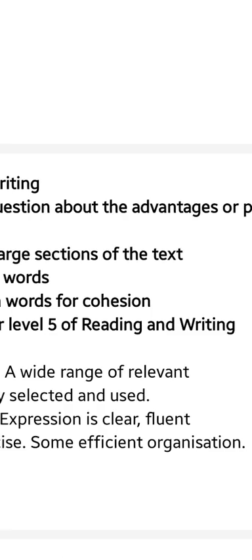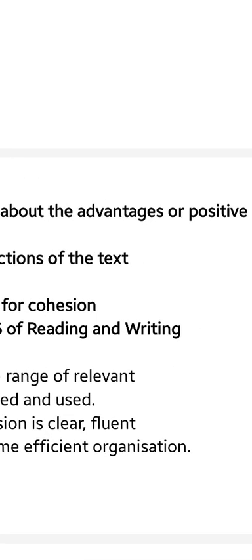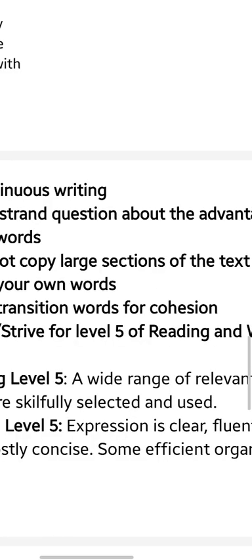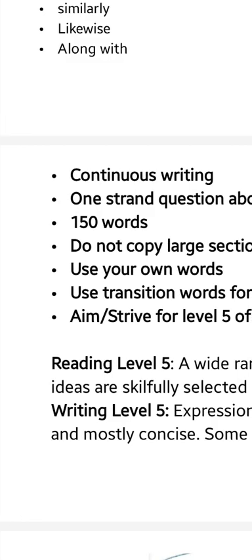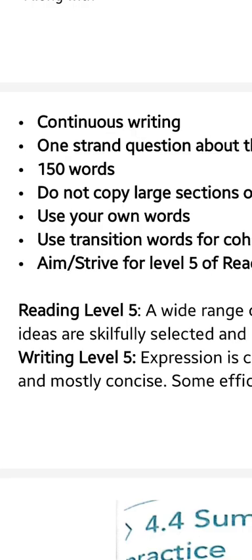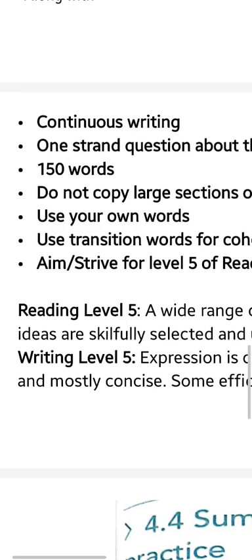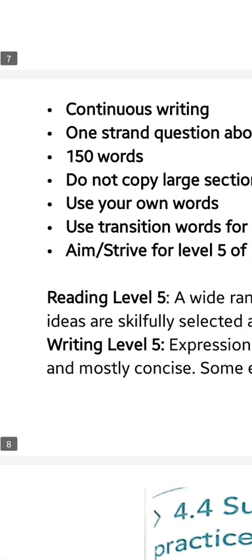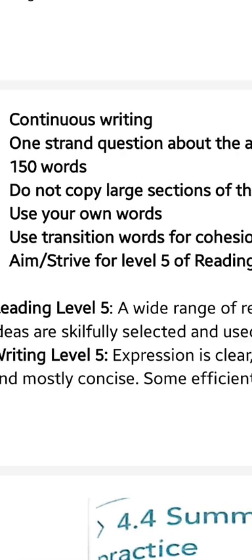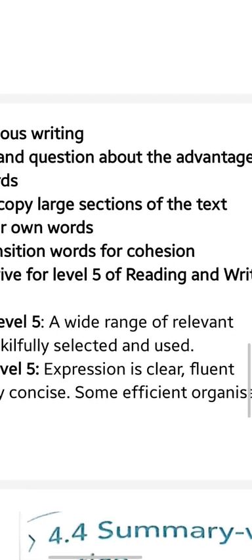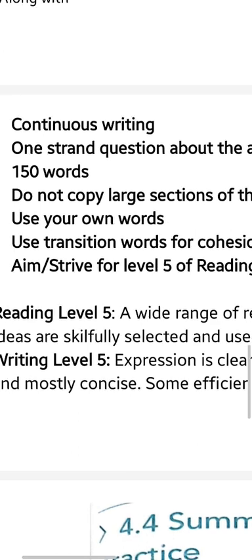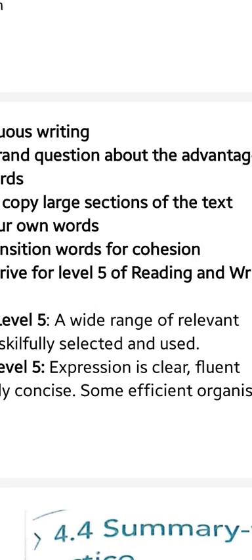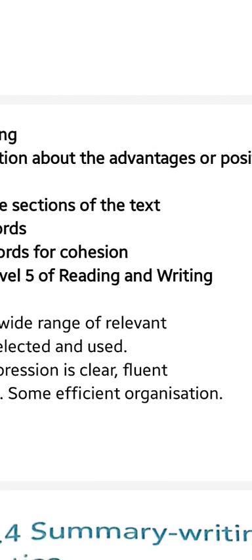One strand question is about the advantages or positive points of something, or about the negative points of something. It can be about arguments in favor of something, or arguments against something. You have to write no more than 150 words. Do not copy large sections of the text. Use your own words, use transition words for cohesion, and strive for level 5 of reading and writing.